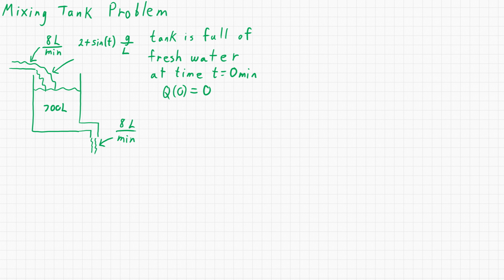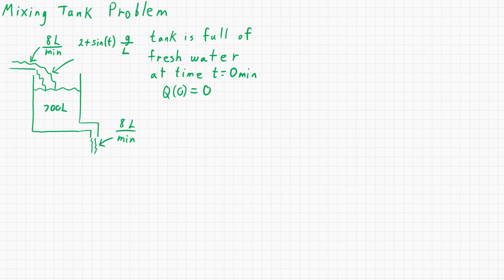The difference here is that instead of having a constant concentration of salt flowing in, we have a varying concentration. So it's 2 plus sine of t grams per liter flowing into the tank. And then we also have our initial condition here. The tank is full of fresh water at time t equals 0 minutes, so Q of 0 equals 0.